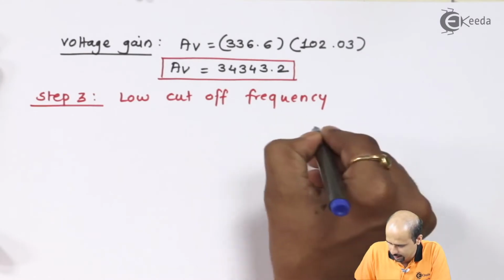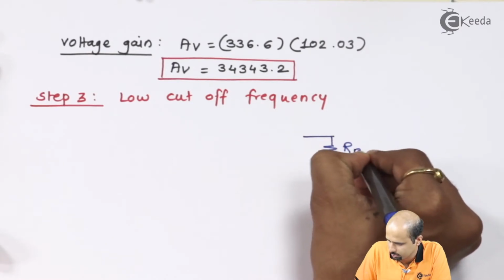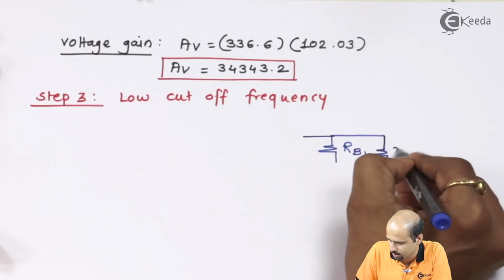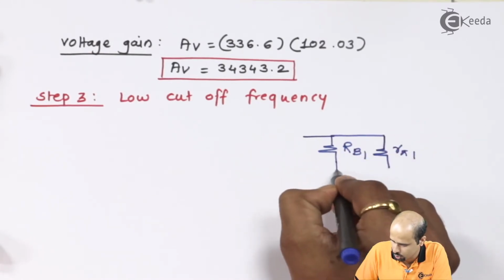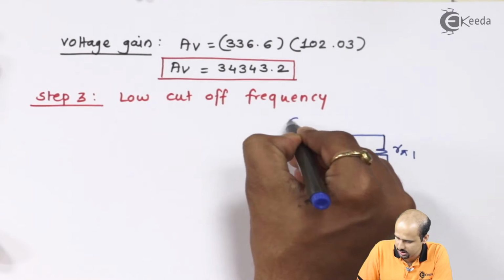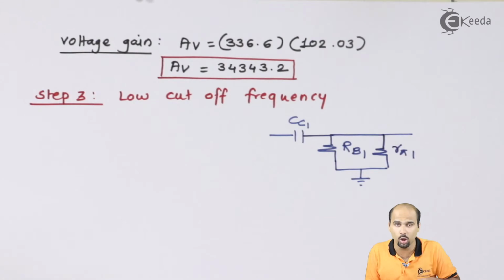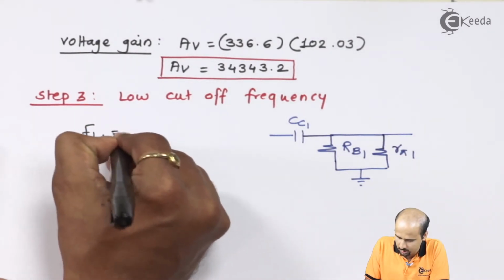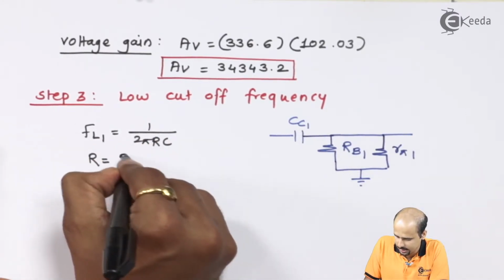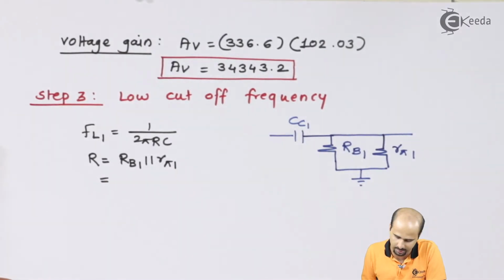The first RC circuit we get is at the input stage, with your RB1 and of course one resistance, that is R pi 1. So RB1 in parallel with R pi 1, the signal resistance is not there, so this CC1 and this particular RC circuit will give me the value of the low cutoff frequency, that is FL1 equals 1 upon 2 pi RC, where R is nothing but RB1 parallel R pi 1. Calculate the value of RB1 parallel R pi 1.